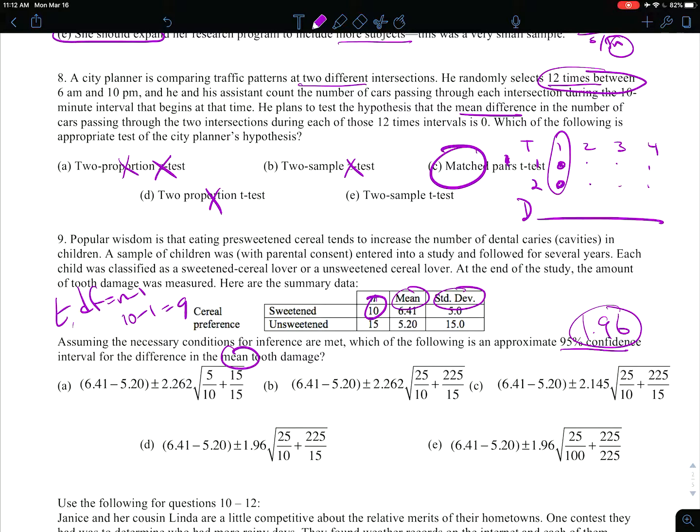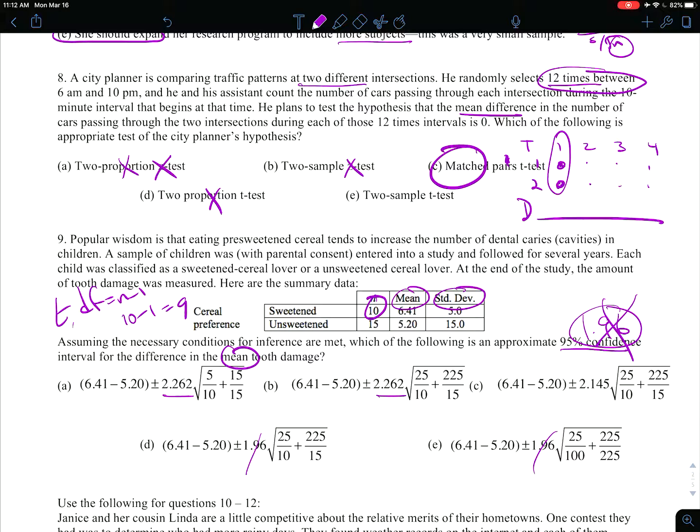So if we go look up in our table the t for 95% confidence, and 95% confidence, 9 degrees of freedom on the t table, the number I come up with is 2.262. So I've got to get rid of these. They're no good.